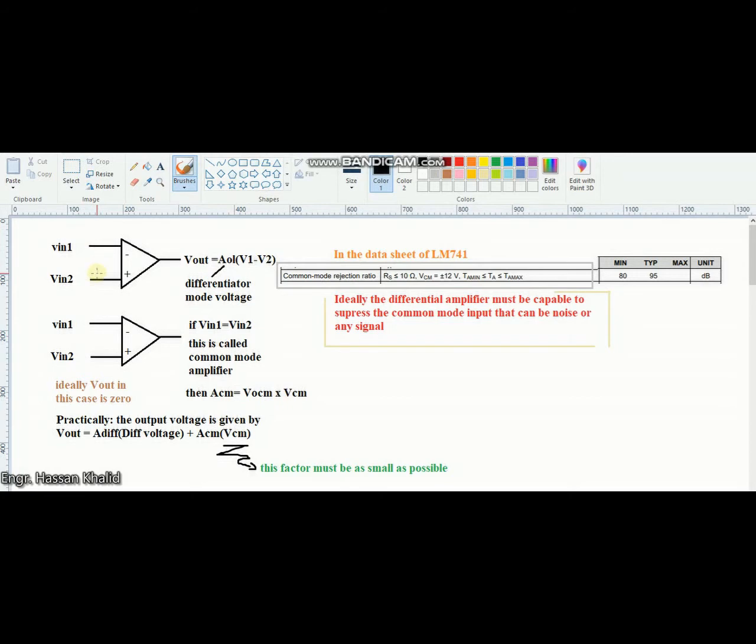So it will be Vin1 minus Vin2, and sometimes practically they write it as the V of the positive terminal subtracted by the negative input terminal. So here the AOL is the differential mode voltage gain. Okay, so there are basically different categories of the differential amplifier working stages. Let's see them step by step.